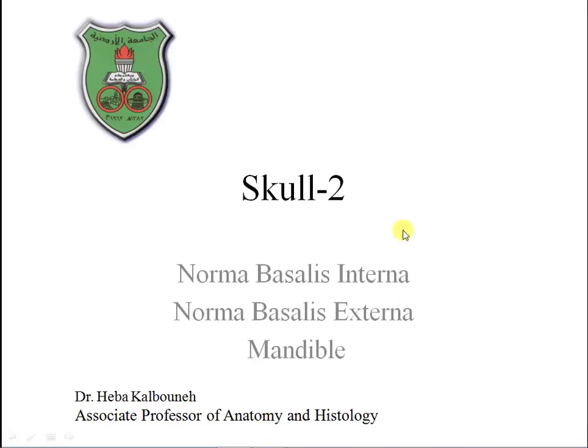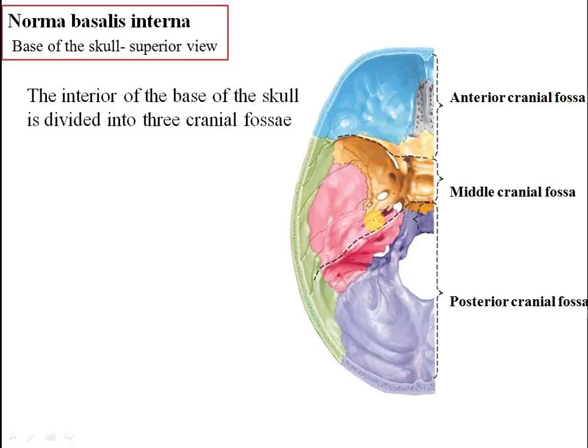In this electronic lecture, we will be talking about the norma basalis interna, externa, and the mandible. Here is the inner aspect of the skull base. As you can see, it's divided into three parts: anterior cranial fossa, middle cranial fossa, and here posterior cranial fossa.